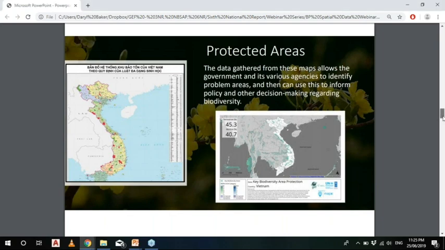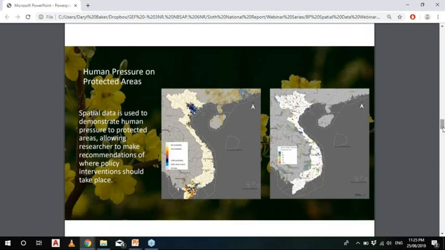Next slide. The same thing in this slide. We are also using spatial data to recommend where the hotspots are, where the human pressures are the highest and need more attention, especially concerning biodiversity, so that policy interventions can take place.